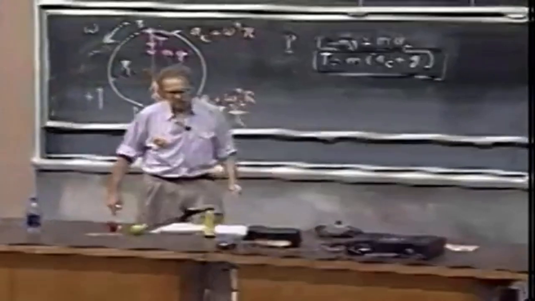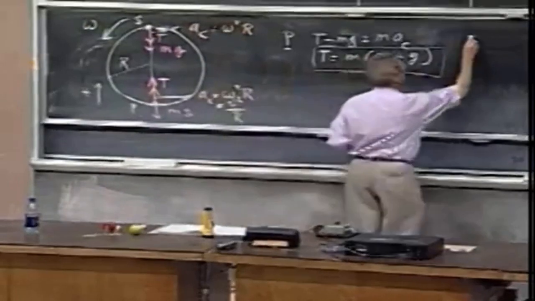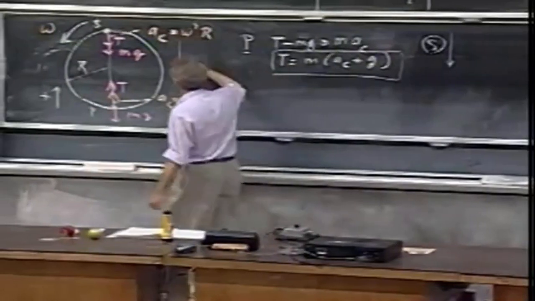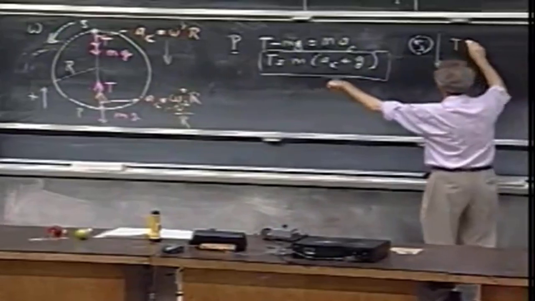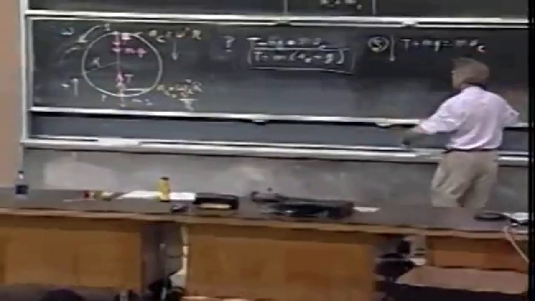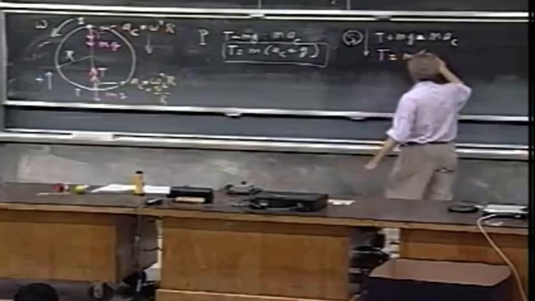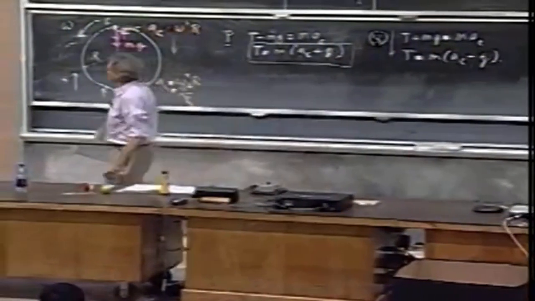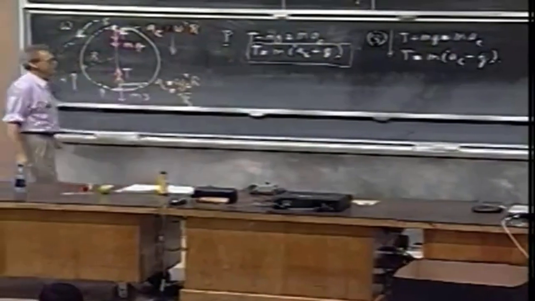Let's now look at the situation at S. At point S, I'm going to call this plus and that minus. I'm going to find that T plus mg must be m times the centripetal acceleration, Newton's second law. So I find that the tension there equals m times A of C minus g. Hey, very similar to what I've seen before. This object is losing weight.